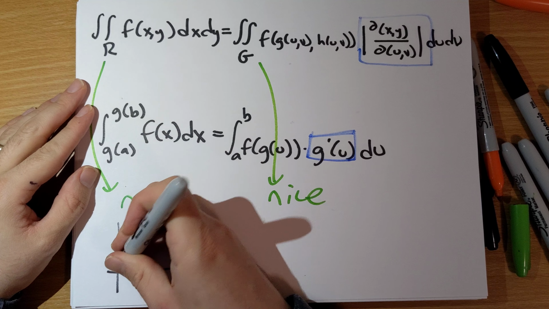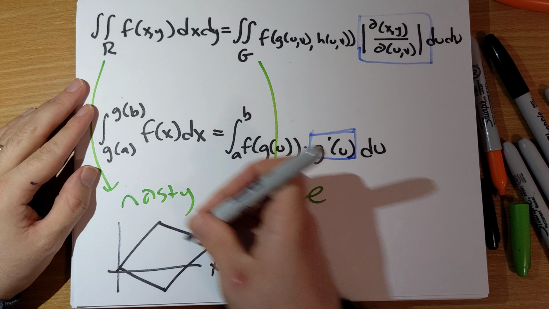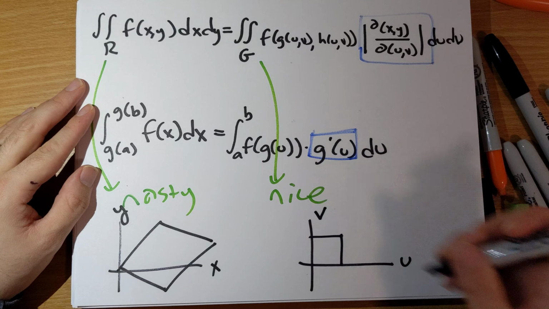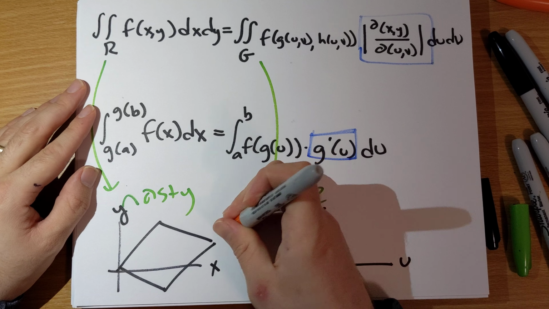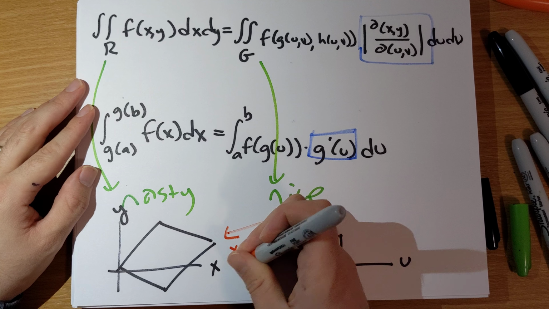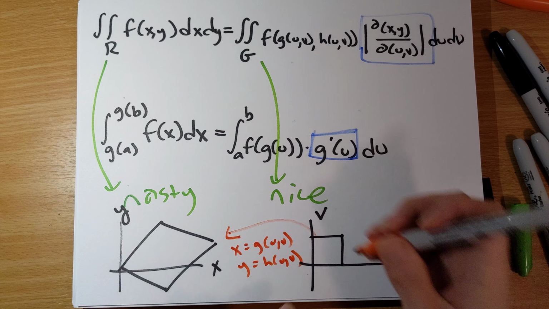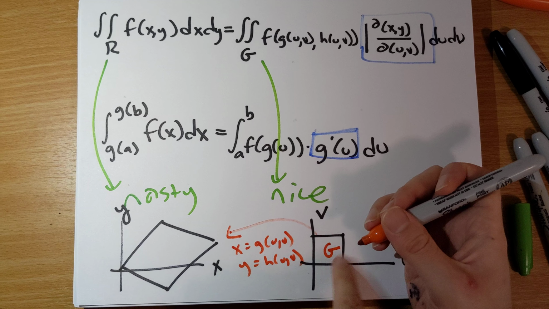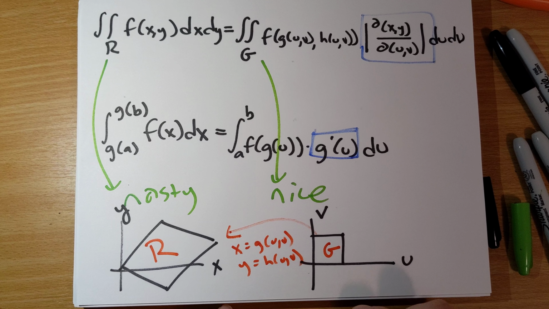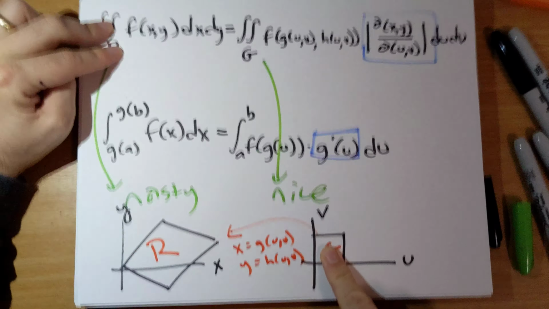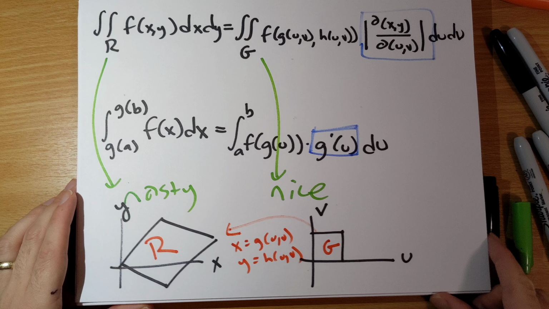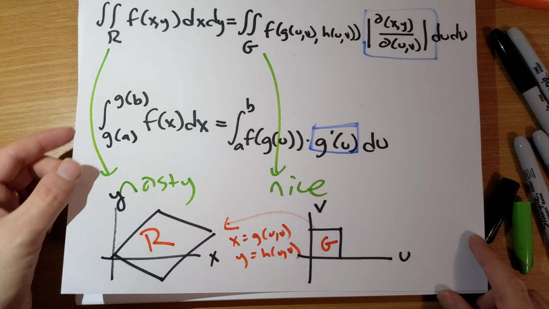The idea is something like this. We have a weird looking region in the xy plane, but in the uv plane, we can come up with a mapping here. x is equal to little g of u, v, y is equal to little h of u, v. We can come up with a mapping that sends this nice G to this nasty R here. And then if we can do this, instead of integrating over the nasty R, we integrate over the nice G. It makes our life a lot easier. And I have a bunch of examples queued up ready to go.